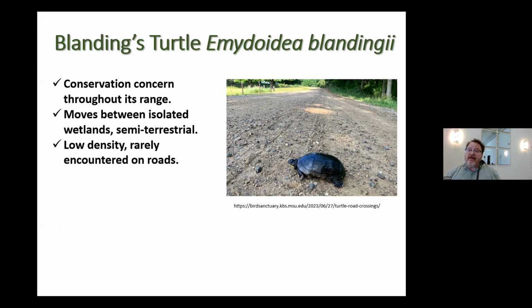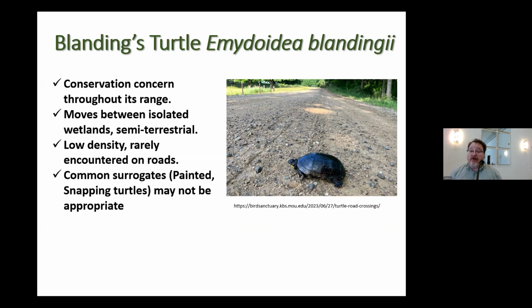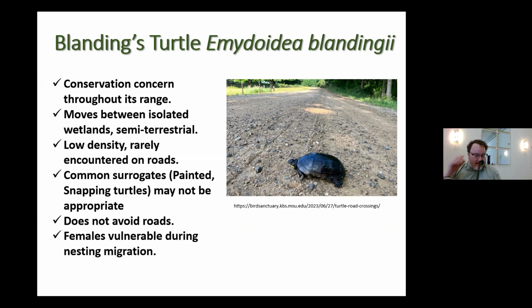They're at low density in most places, and they're rarely encountered on roads. At least in my experience, you rarely encounter them. Common surrogates to figure out where hotspots of crossing may be, like using painted turtles or snapping turtles, may not be appropriate because these animals are less aquatic. They tend to move more over land, perhaps, than these other turtles. They don't avoid roads, so far as we know. Behaviorally, they will go right into a road when they encounter one.